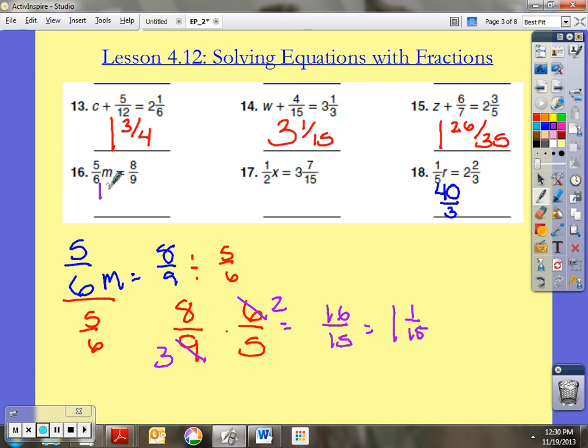I hope this helps you out. And if you're curious and you want to try some extra work at home, this one would give you 6 and 14/15.